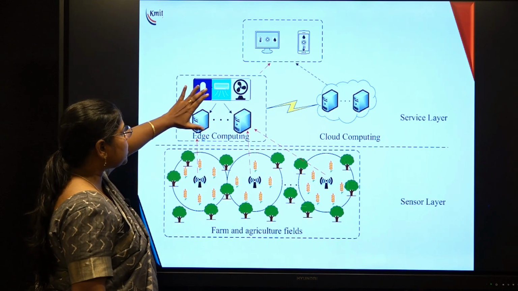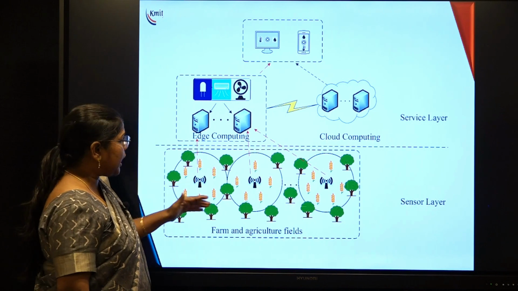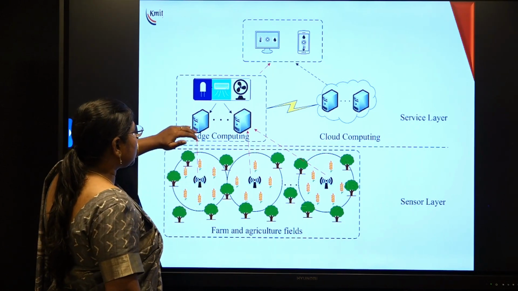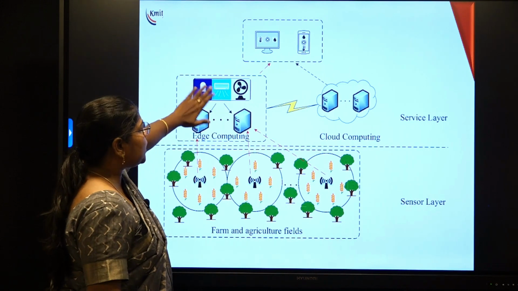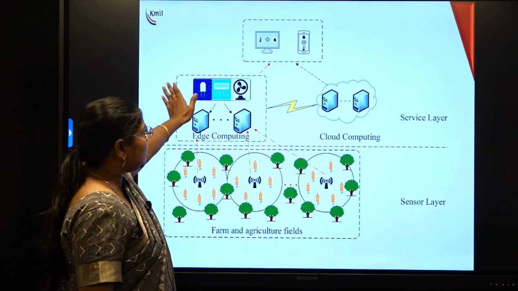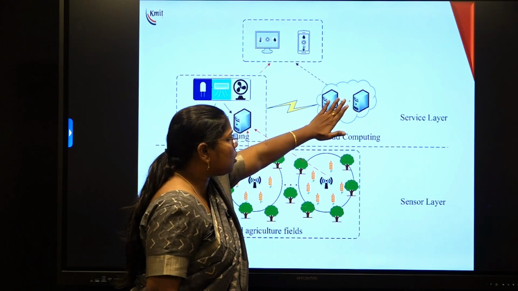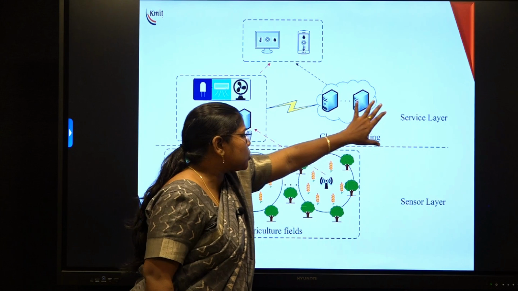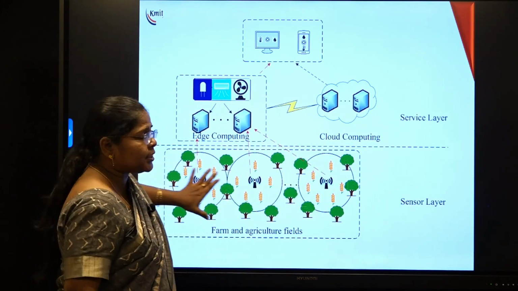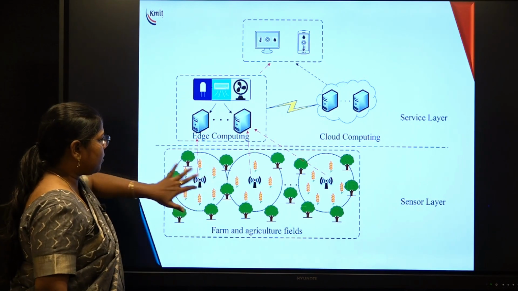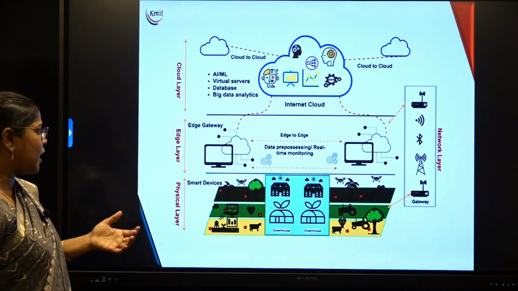If you process the data at the edge, the cost increases. That's why they started processing in the node. Once the data is processed, it is transmitted to the fog and to the cloud. This is called the service layer, and this is called the sensor layer. So now, here we have how it works in agriculture.